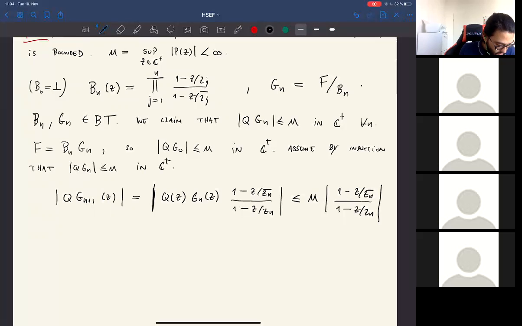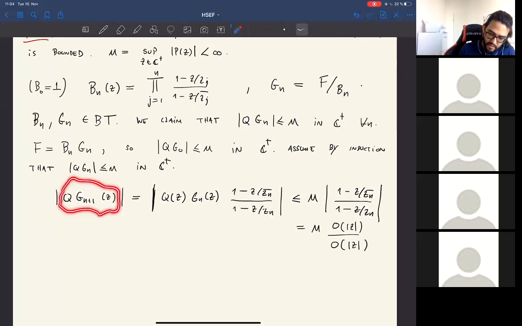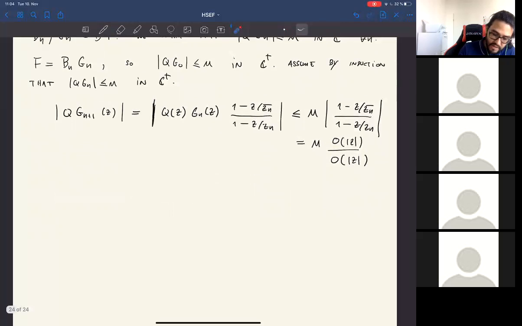So what do I know? So this again, I want to apply the Fragment-Lindelof maximum principle. This is something like O of moduli of Z divided by something of O moduli of Z. So therefore, I can definitely apply the Fragment-Lindelof maximum principle to this function. I just have to know how it behaves at certain horizontal lines.